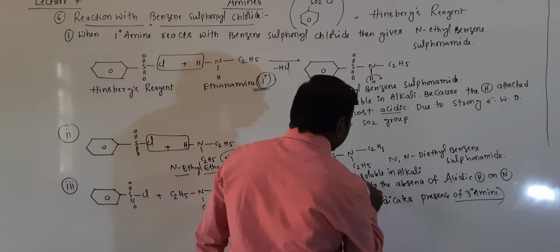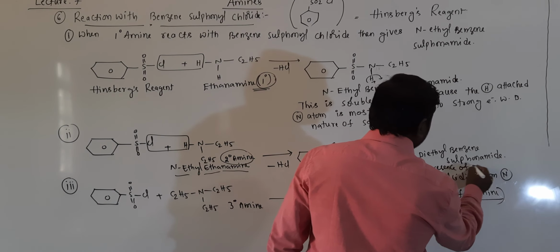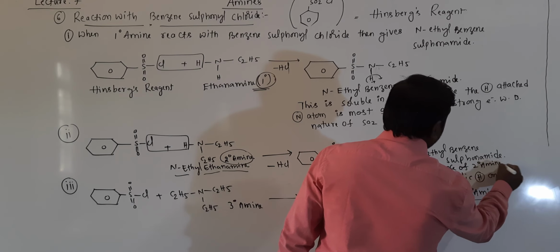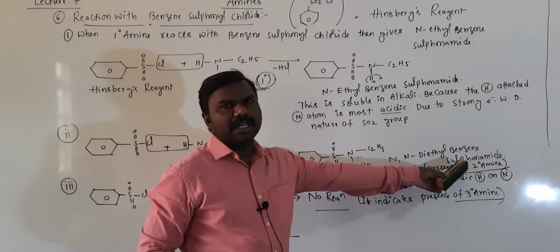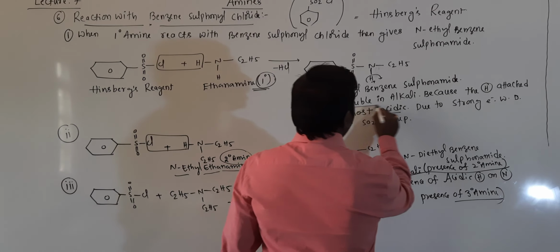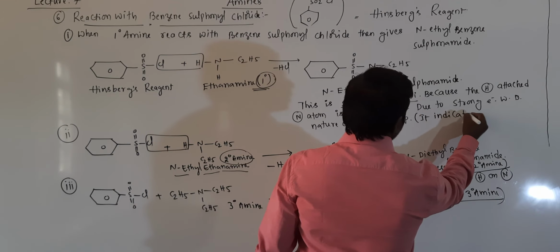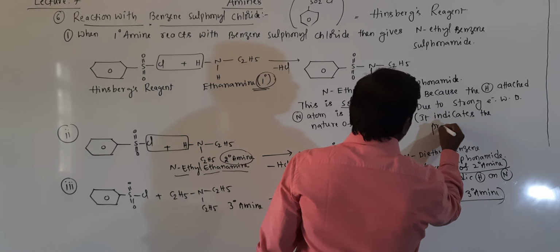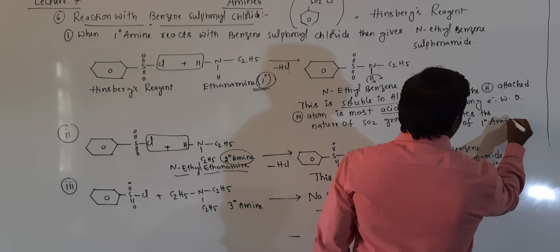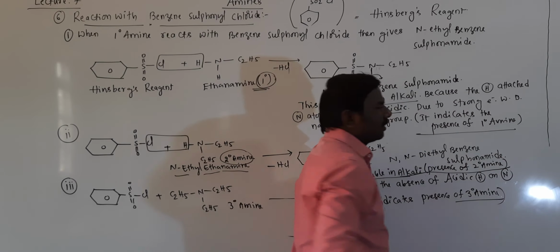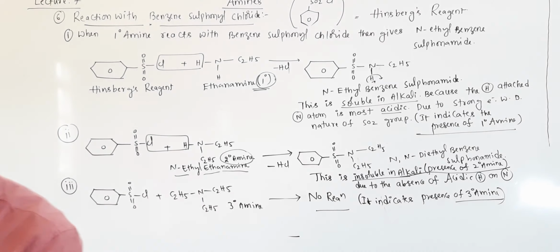Next, insolubility indicates the presence of secondary amine. Very, very important. Soluble in alkali indicates the presence of primary amine. Very, very important. One more question is asked, students, so just observe. Okay, right. This is the Hinsberg reagent reaction.